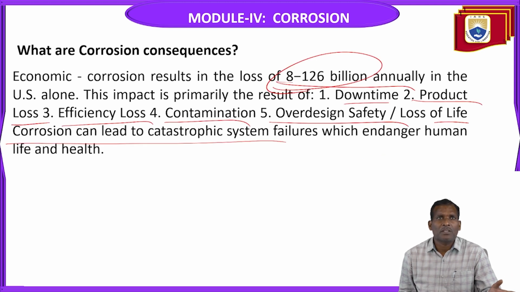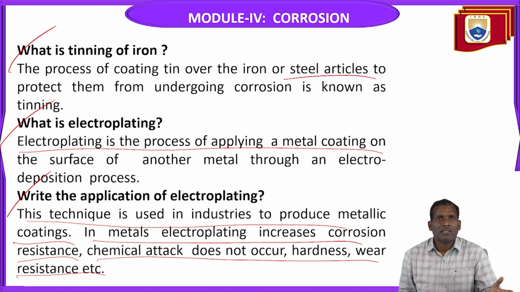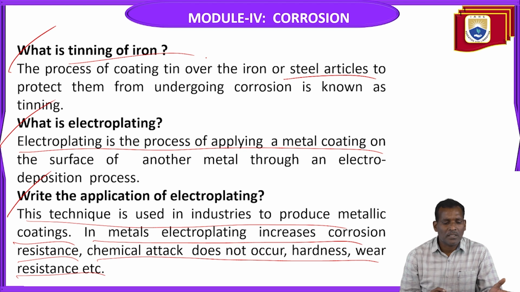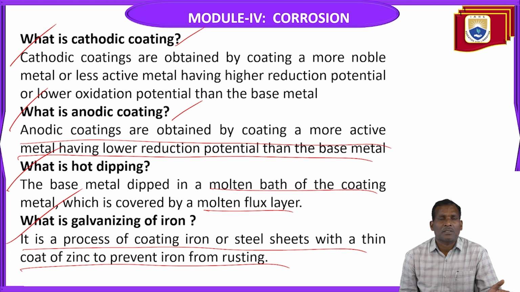But in this, briefly give the answer. For example: what are corrosion consequences, why do metals corrode, and what is the tinning of iron. Only two or three sentences. In tinning of iron, two lines are there. What is electroplating? Only three lines, no need to give full explanation and methods. It is a process of applying a metal coating on the surface of another metal through an electrodeposition process only. Clear? Also the applications of electroplating, which they may ask for 1 or 2 marks in examination.